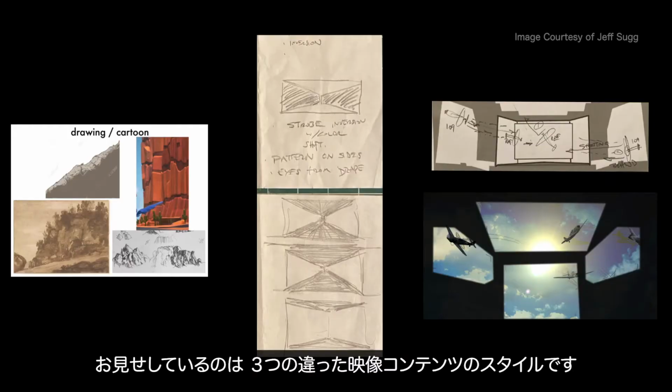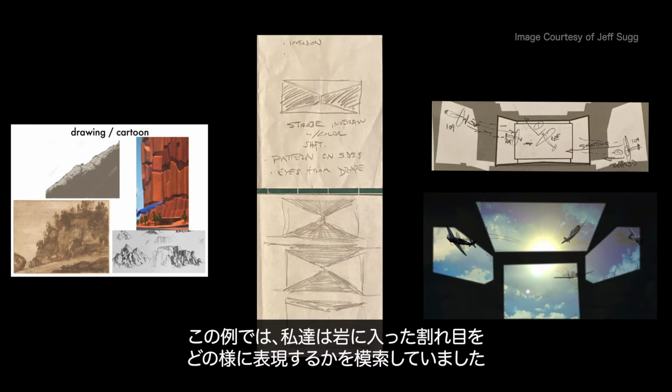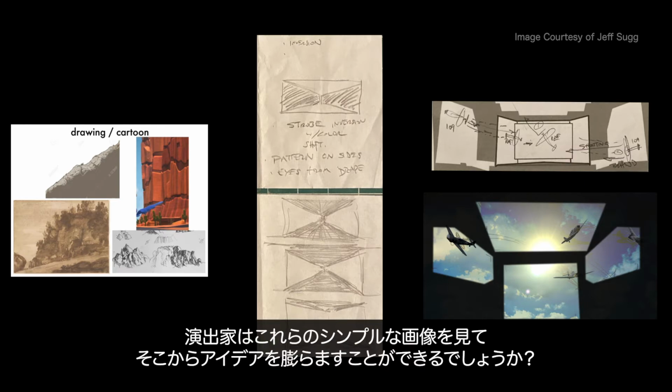So let's just talk a little bit about a common language as it relates to content. What you see here are three different examples of content styles, we'll call it. On the left image here, where it says drawing and cartoon, this is something that I'll use where I'll just prepare some reference images to discuss the idea on a very basic level. In this particular instance, we were talking about how to portray a rocky crevice. Can they look at simple images like this and extrapolate?